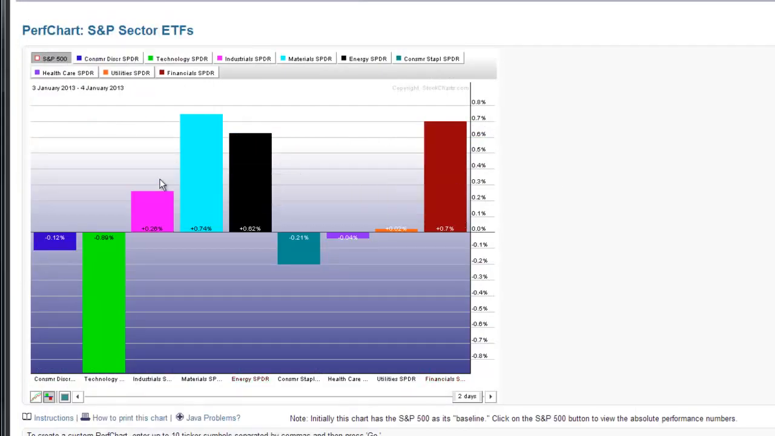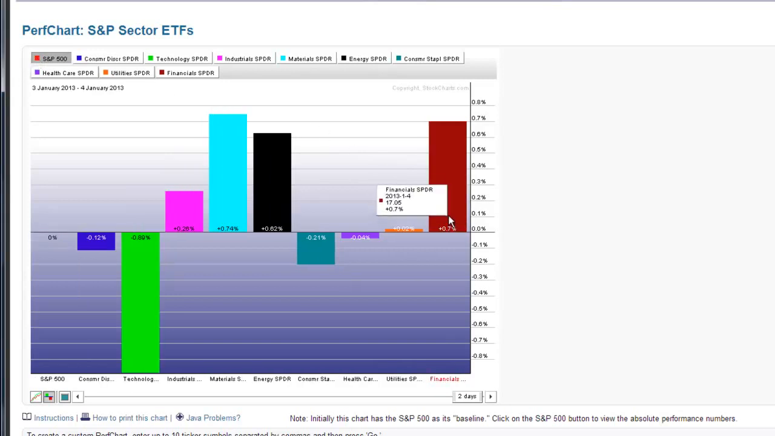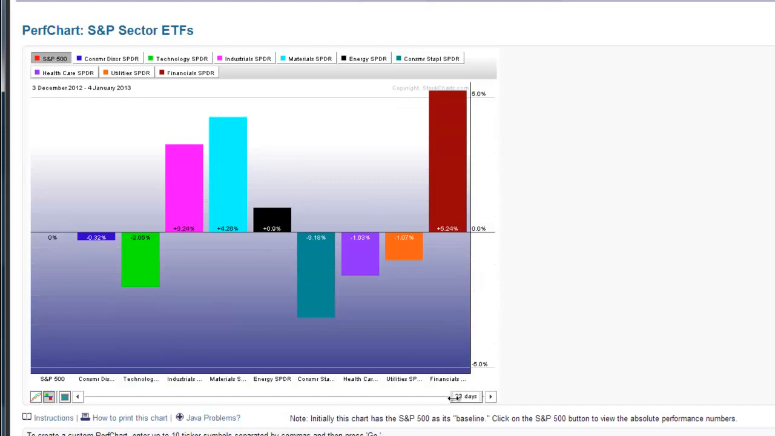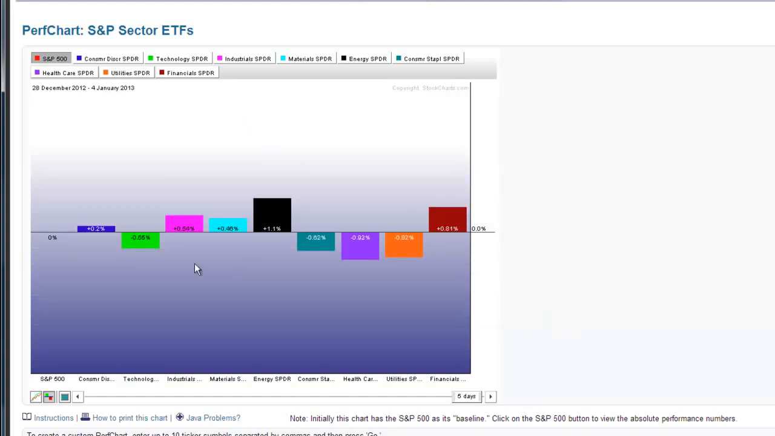Sector performance, we can see relative to the S&P, how we did with financials, energy, materials, and industrials, and what technology did last week. Last 2 days anyway. If we go out to a week, we can see the relative performance. So when you're picking your stocks during the week, keep an eye on the sectors that are doing well. And if you're looking to short, look at the ones that are doing not so well.